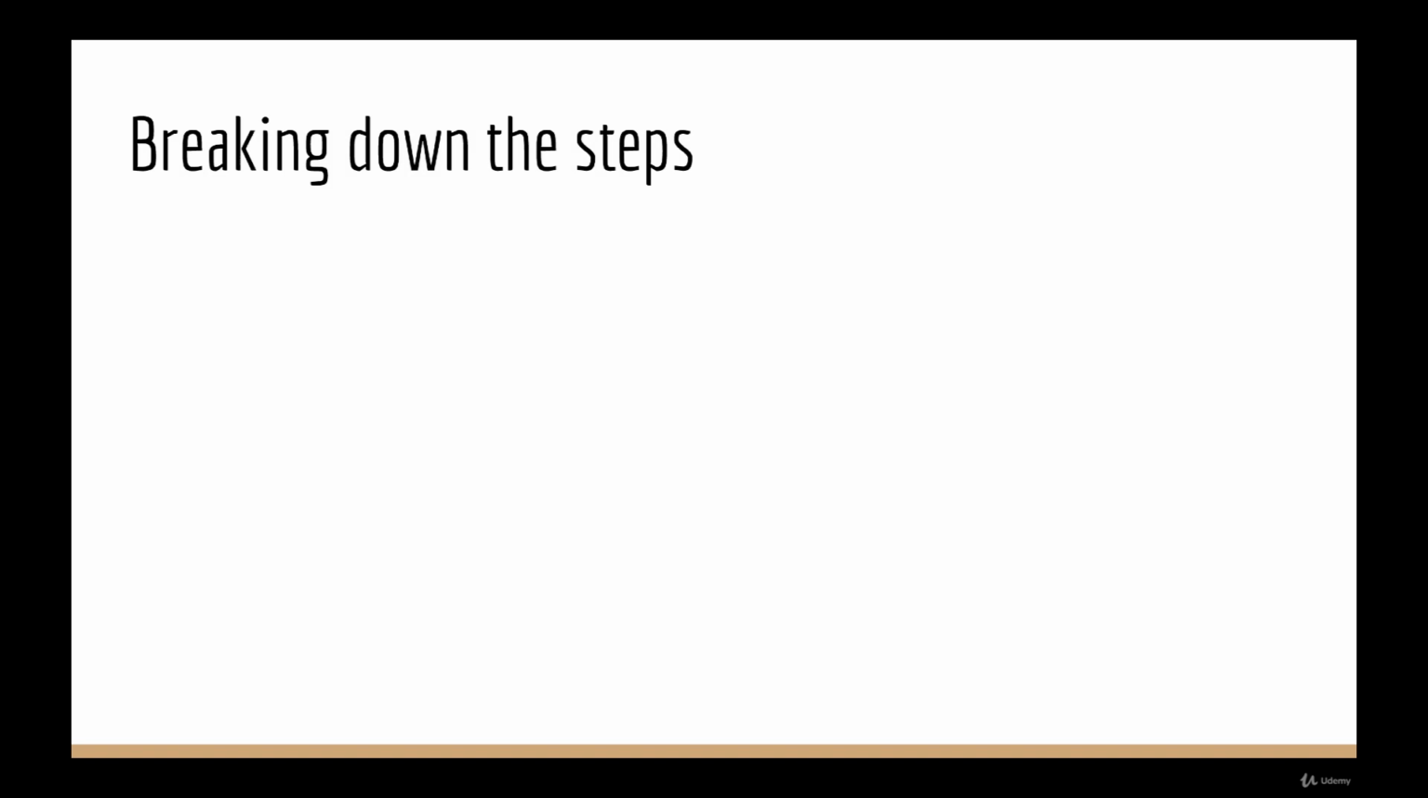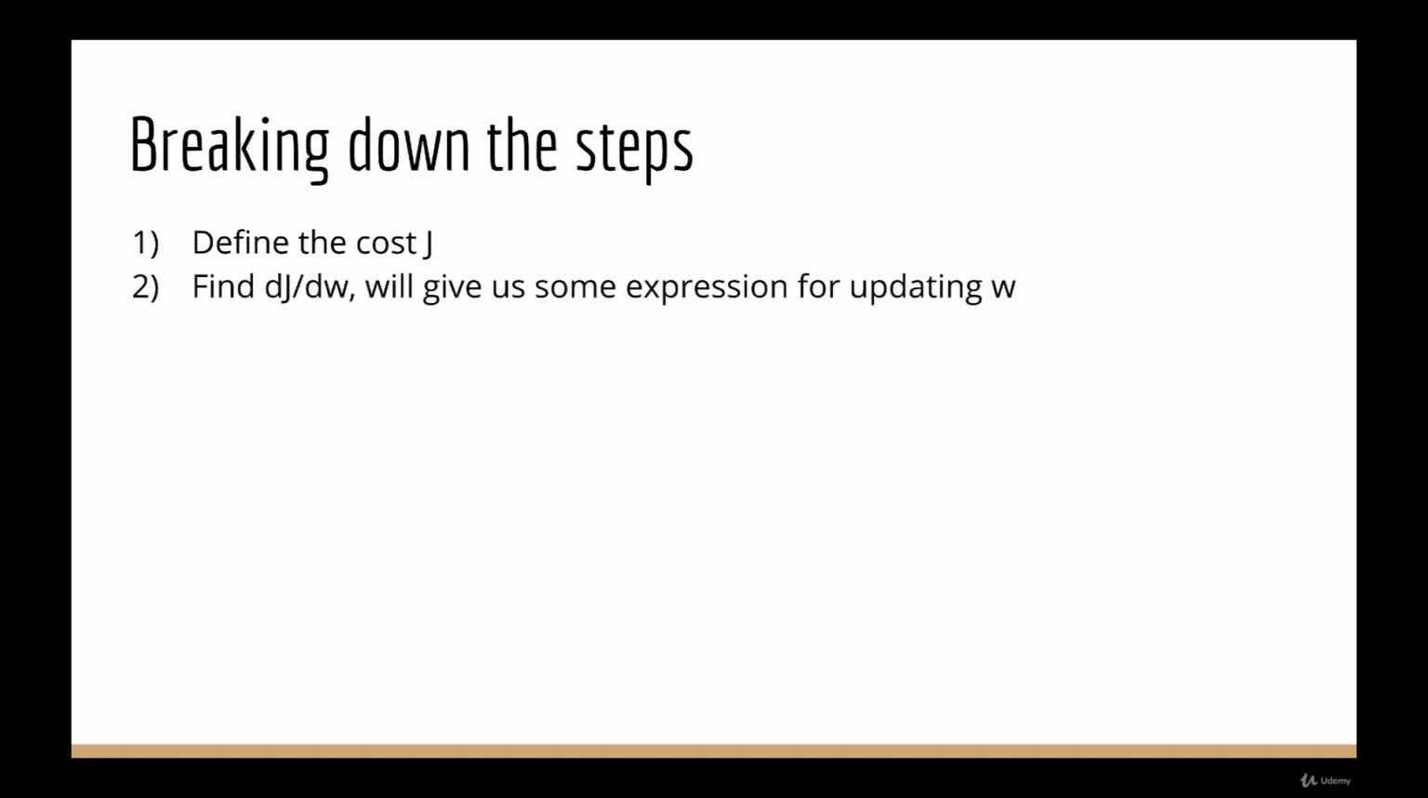So it's important to remember what the steps are here. Number one, we define the cost. Number two, we take the gradient of the cost with respect to the weights, and we come up with some expression. Number three, we take the result of number two, and implement it in code, meaning that we do gradient descent in a loop.